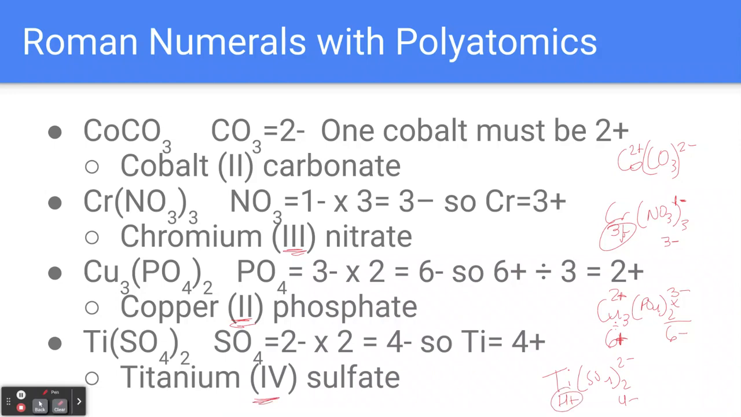Now, please take a look there. Carbonate, nitrate, phosphate, sulfate, okay? It doesn't matter how many we have. We had 1 carbonate, we had 3 nitrates, 2 phosphates, 2 sulfates. You don't change those wordings based on how many you have, okay?